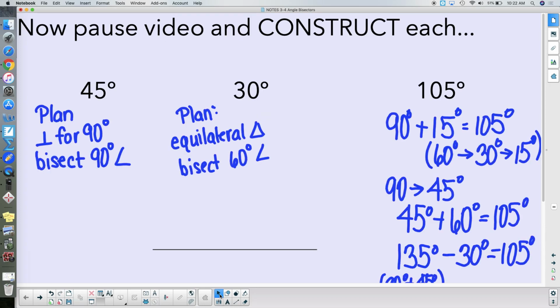If you're back, why don't you compare some plans from previous years? For a 45-degree angle in the past, students have said make a perpendicular to get a 90-degree angle, bisect the 90-degree angle, and we'd have a 45. For 30, they've said our plan would be make an equilateral triangle and bisect one of the 60-degree angles to get a 30. But 105, I have had students come up with so many different plans that I listed several that they've come up with.